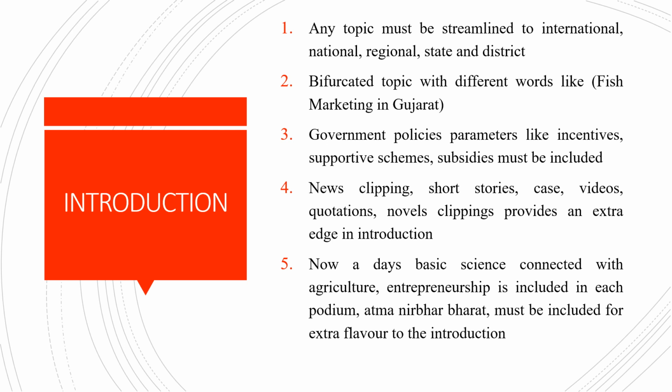Government policy parameters like incentives, support schemes, subsidies, all things need to be connected in your introduction chapter. Suppose you all know that in a potato based study, one of the important schemes has been highlighted, that the top varieties, or you can say Operation Green, tomato, onion and potato have been included in the Operation Green scheme of the Government of India. You have to highlight all these things in the introduction.